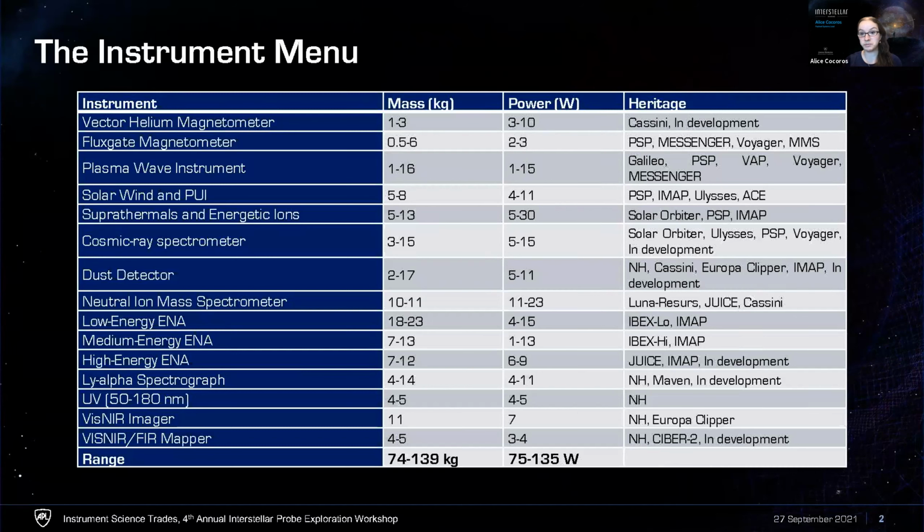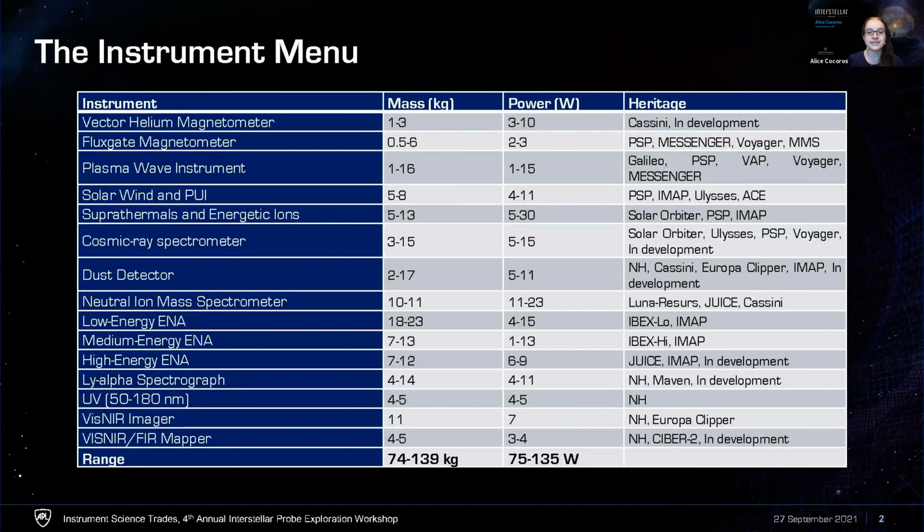So there's a wide range, and here we've captured rough estimates of mass and power numbers based off of heritage instruments that have been flown before or personal communication with scientists in the community that are developing instruments that could be relevant. In reality, whatever instruments are flown won't be chosen by us. They'll be chosen by a science technology definition team.